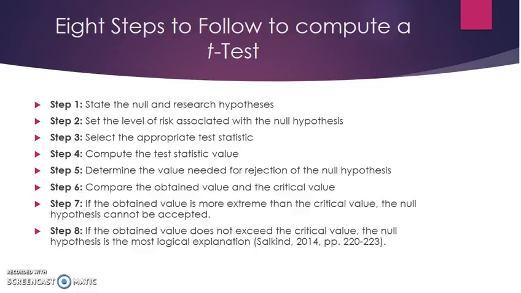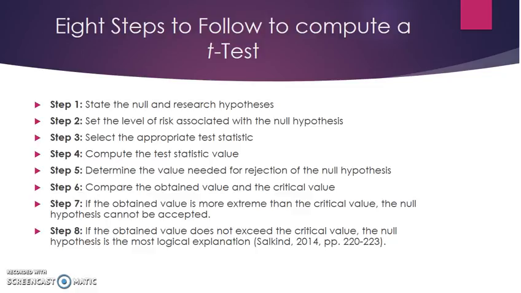Next up is the breakdown of the 8 steps that you should follow in order to compute a t-test. So step number 1, you need to state the null and research hypotheses. Step 2, set the level of risk associated with the null hypothesis. Step 3, select the appropriate test statistic. Step 4, compute the test statistic value.